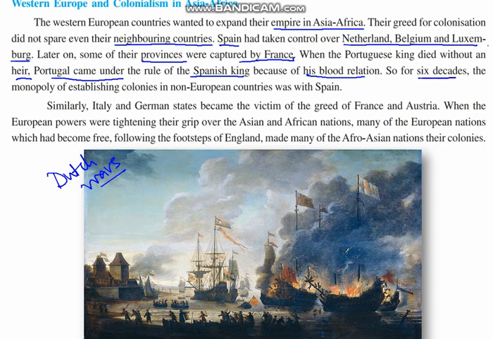So for 6 decades, meaning 60 years, the monopoly of establishing colonies in North European countries was with Spain. So Spain at that time was considered one of the most powerful countries. Now why was Spain more powerful? You will be surprised to know, because Spain had one of the toughest, one of the biggest, and one of the most advanced navies of that time.